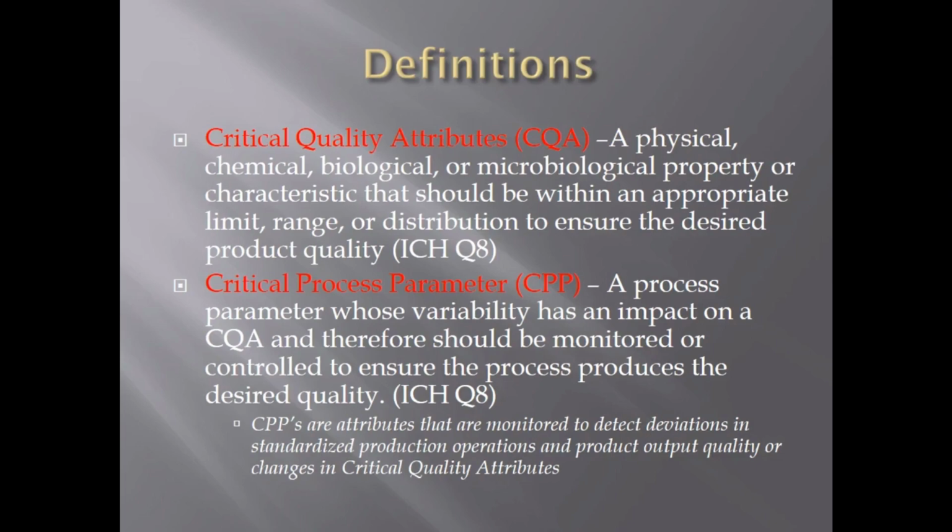The CPPs then, the definition is a process parameter whose variability has an impact on a CQA and therefore should be monitored or controlled to ensure the process produces the desired quality. And that's the ICH Q8 definition. So CPPs are attributes that are monitored to detect deviations in standardized production operations and product output quality, or changes in critical quality attributes.